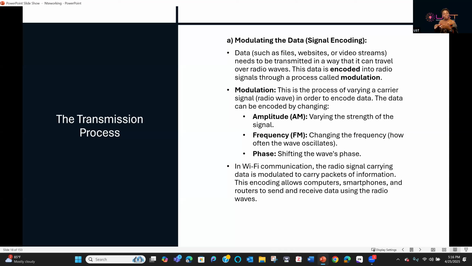It doesn't matter which route it takes. It doesn't matter which devices it has to pass through. So we start talking about network packets. Okay? This encoding allows computers, smartphones, and routers to send and receive data using the radio waves. So I hope this makes sense. And as I said, for routers, maybe switches or whatever the access point, we will discuss it in subsequent slides.